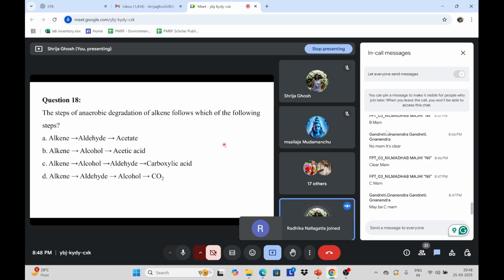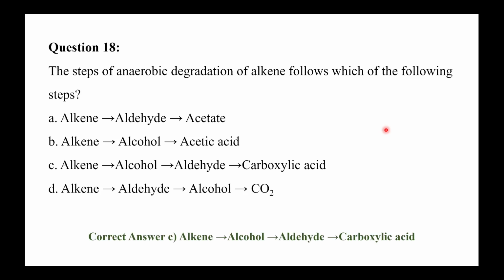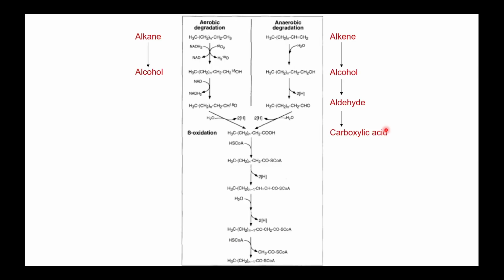Option C, alkene to alcohol to aldehyde to carboxylic acid. Okay, so two people are answering option C. That is the correct answer. So the alkenes are going to alcohol first, and then it is getting converted into aldehyde and then carboxylic acid. So that is how, and from carboxylic acid the beta oxidation pathway can go on, and acetyl coenzyme A will be formed. Okay, so that is the correct answer.